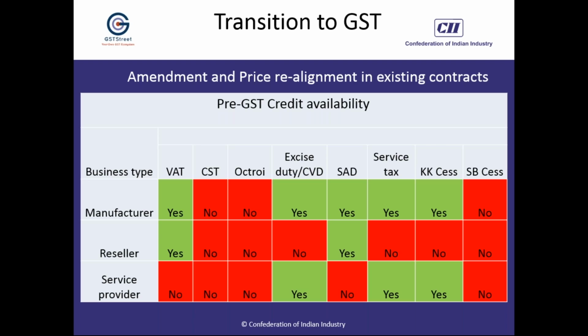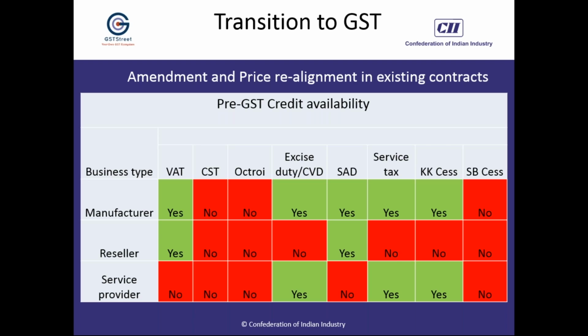There is a chart in this slide which gives you an idea about which taxes in the earlier regime were forming part of the cost to every business. So considering this, you can arrive at the new price under the GST. So if the contract is already entered and negotiated, you need to look at these taxes which were earlier not available as a credit to the vendor. Based on that, there needs to be a price correction.